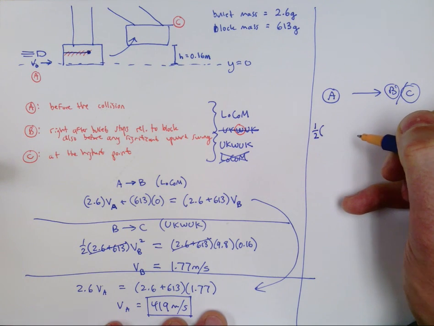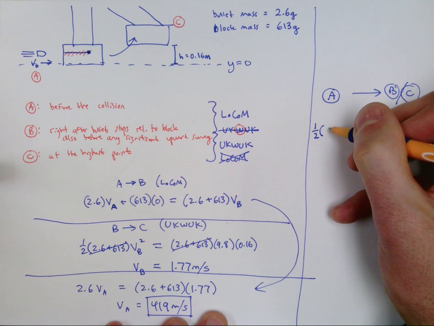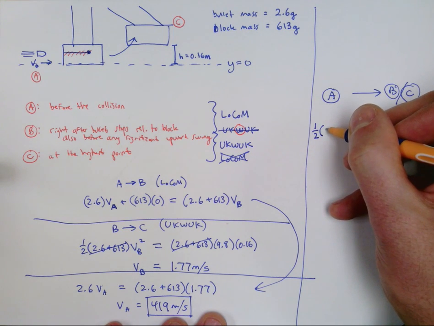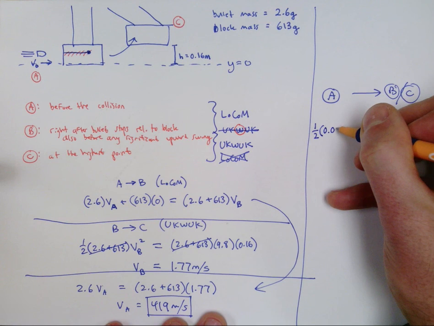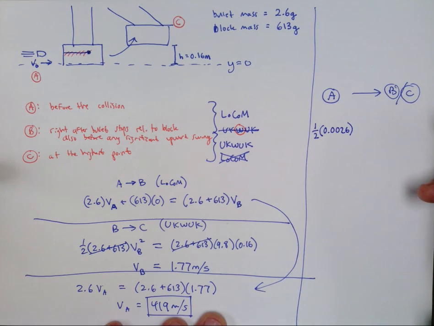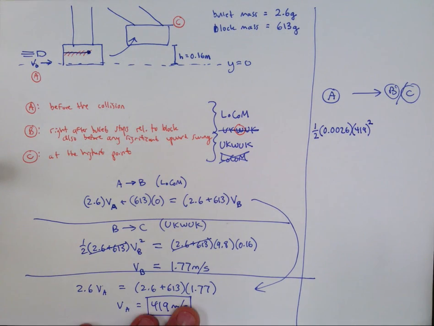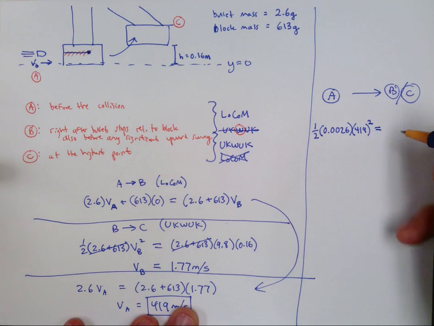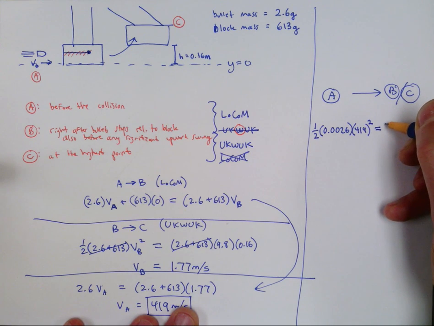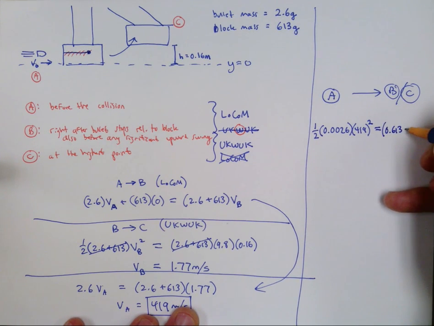And here, I'm going to be careful about converting to kilograms. It may or may not be necessary, but it's the safe thing to do. So 0.0026 is the kilograms of the bullet, and 419 squared. That's the total amount of energy at A. Why don't I compare it to C? I think that might be the easiest thing to do. At C, we had the two things added together. So that is 0.613 plus 0.0026 times, sorry, this is mushed up, times 9.8 times 0.16.